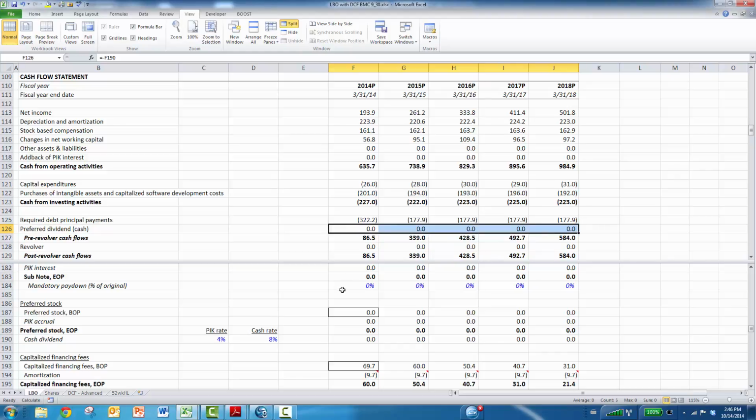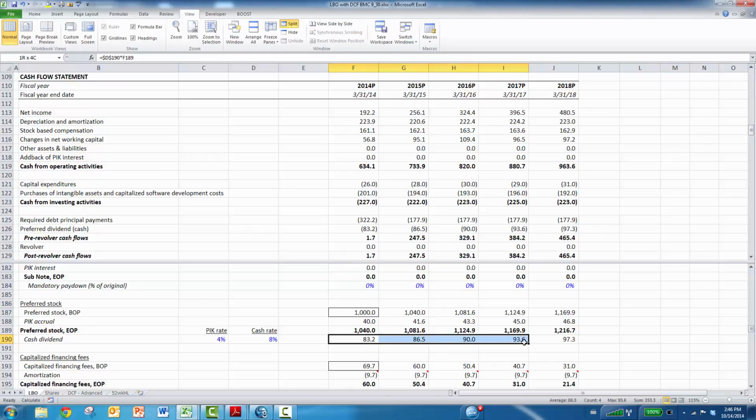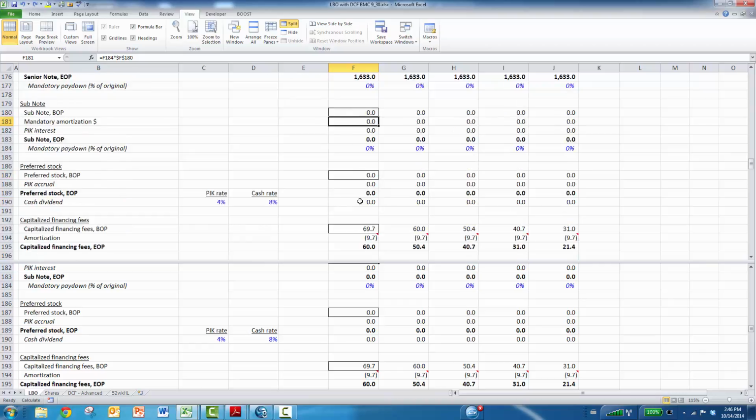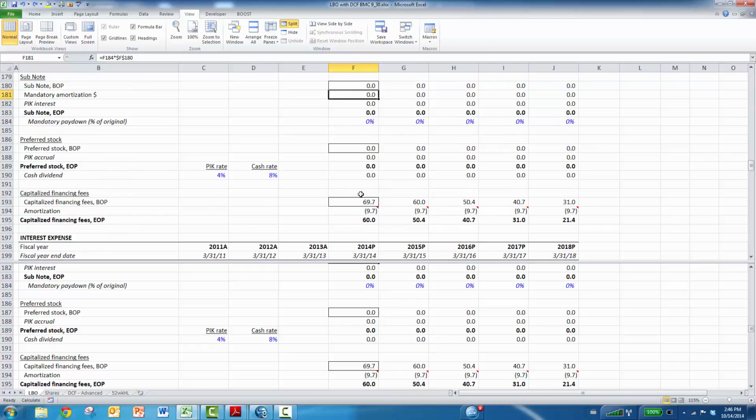It'd be very easy to see if we put some in. We don't have preferred dividends, but let's put them in. You see what happens. This 83 million and growing in cash dividends has to be a reduction on the cash flow statement. So let's bring that back to normal. Okay, at this point, why don't you guys complete those two simple steps?